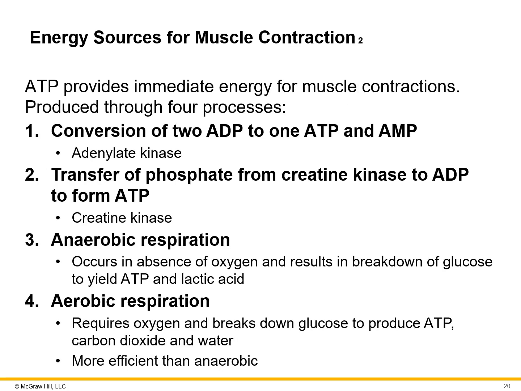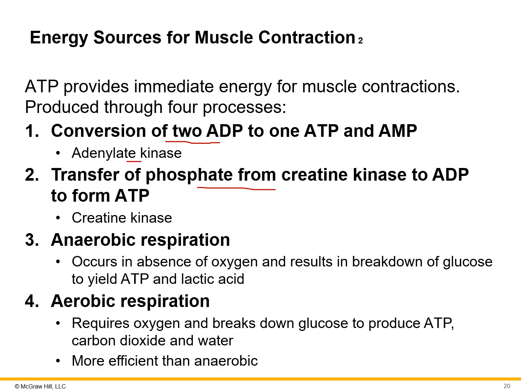So where does this energy come from? The conversion of 2 ADP to 1 ATP, so we can combine two ADPs to form 1 ATP and then an AMP. Just a quick refresher, adenosine triphosphate has 3 phosphates on it. It has the most energy. ADP has 2 phosphates, a little less energy than ATP, and then AMP only has one phosphate, which has the least energy. So two ADPs can be combined to make one 3-phosphate molecule and one 1-phosphate. That uses an enzyme called adenylate kinase.